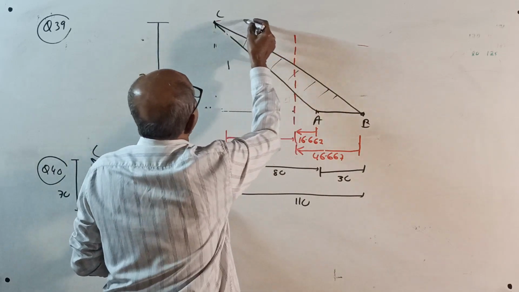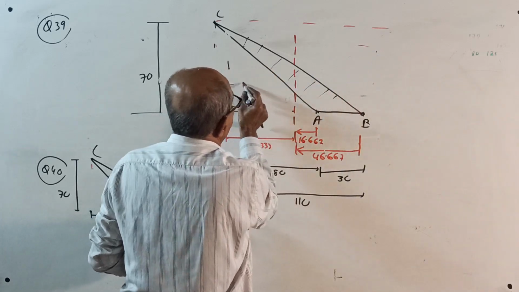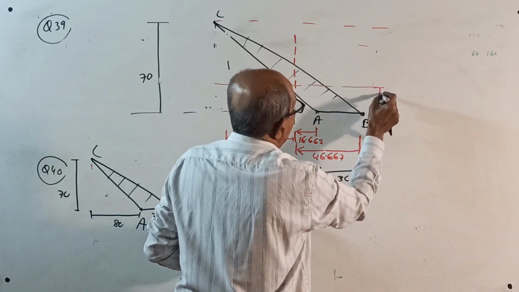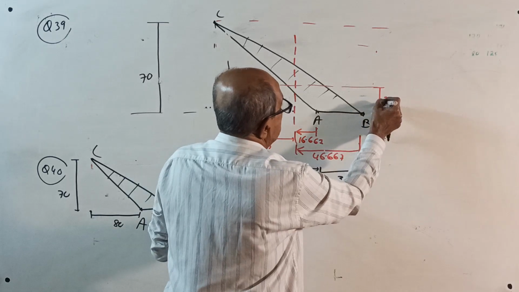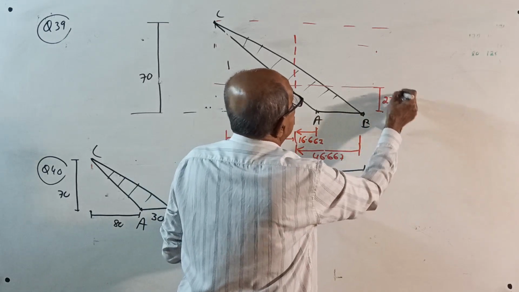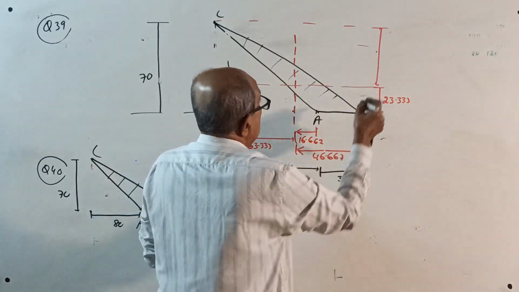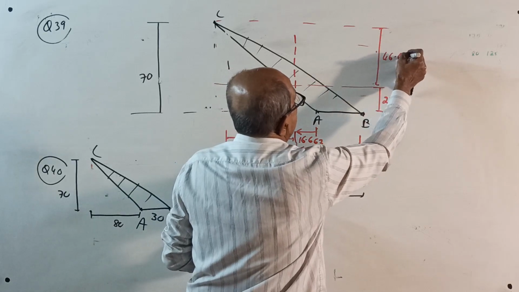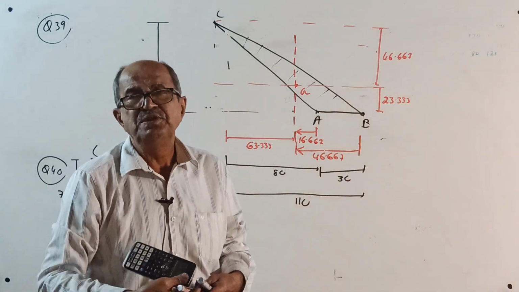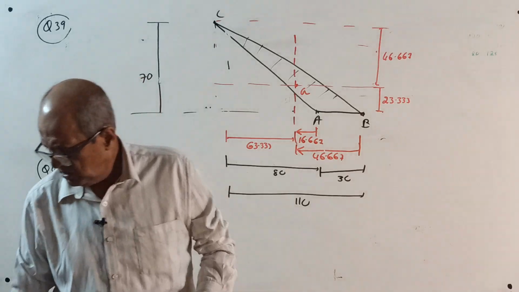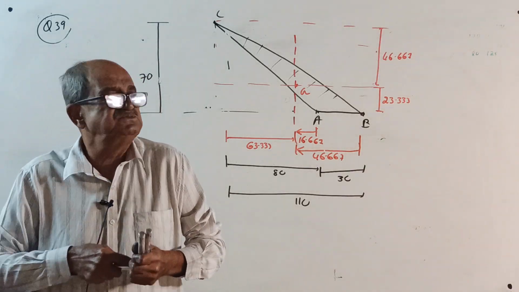Height wise, one third of 70, that is 70 by 3, is 23.333. Minus 70 is for 2/3, 46.667. Centroid G for the triangle. Work out the question. You never go for adventure. Remember, do not go for adventure.